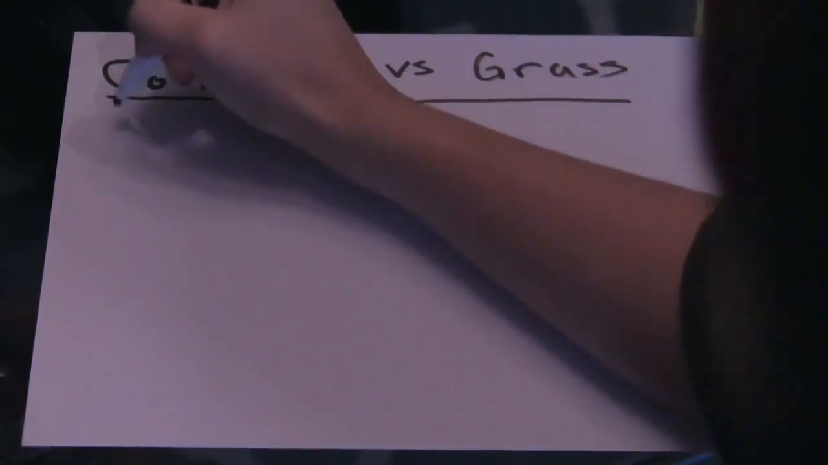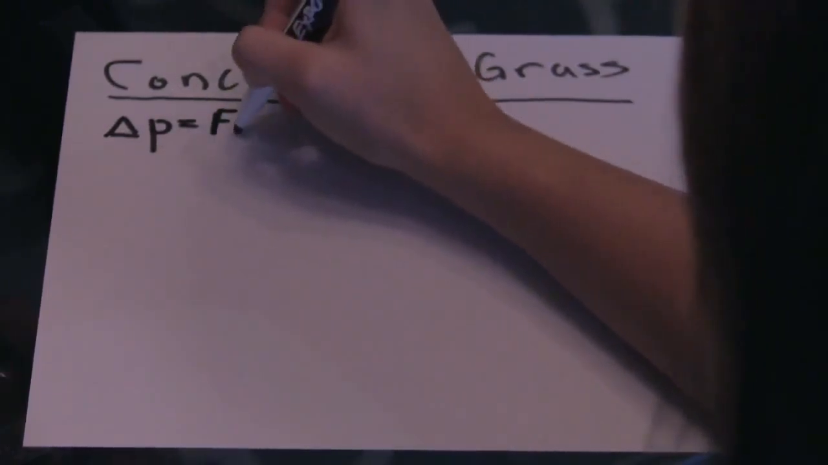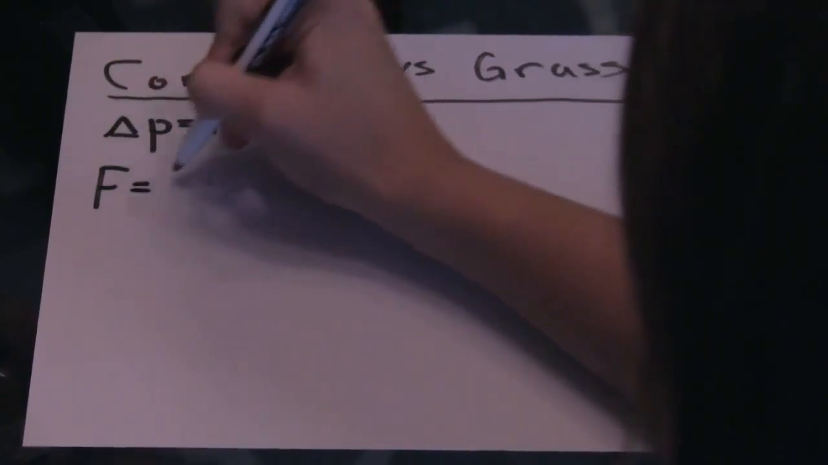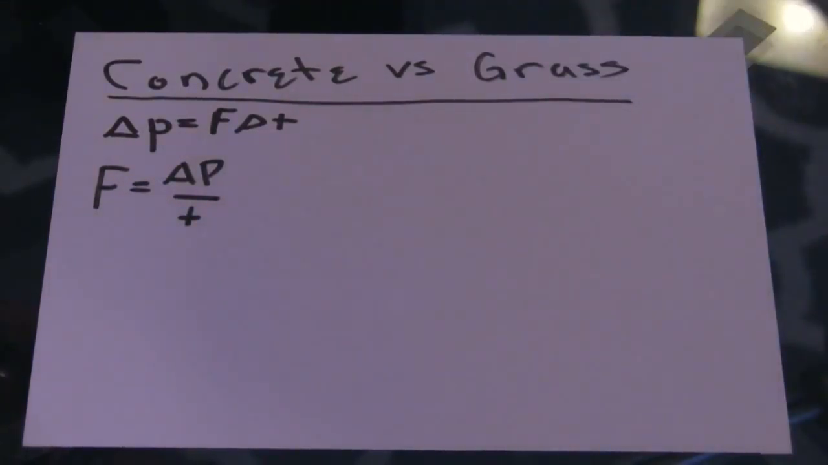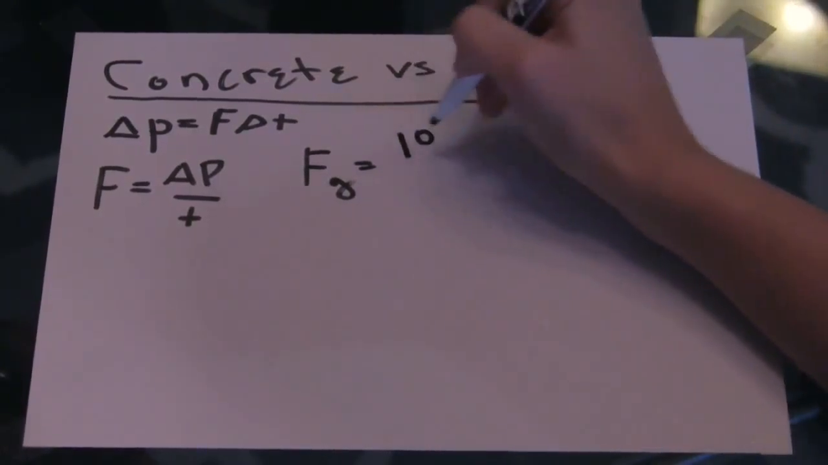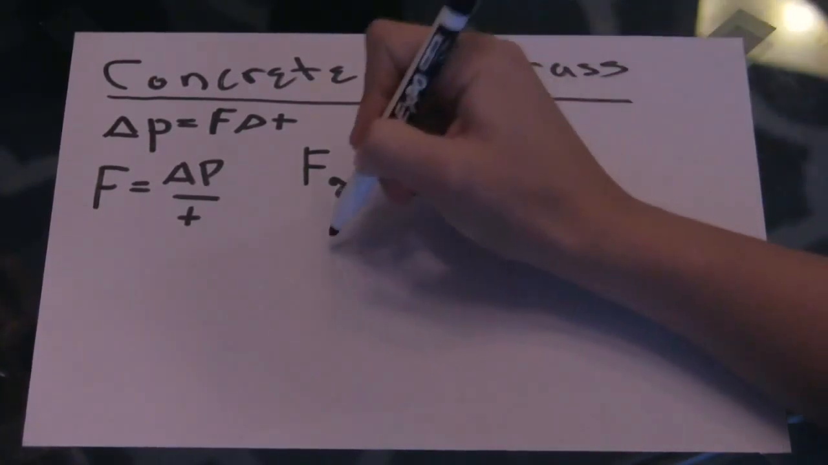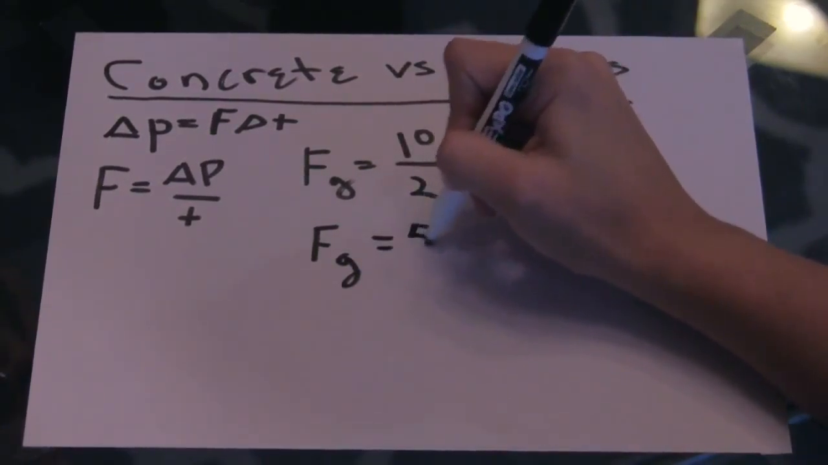Okay, so now we are going to explain why the egg broke on the concrete but not on the grass, using the equation impulse equals force times change in time, which is also the same as force equals impulse divided by time. So say the impulse for both situations was 10. First we're going to start with the force for grass. So impulse equals 10, and we'll say the time it was in contact with the ground was 2 seconds. So the overall force for the grass is 5 newtons.